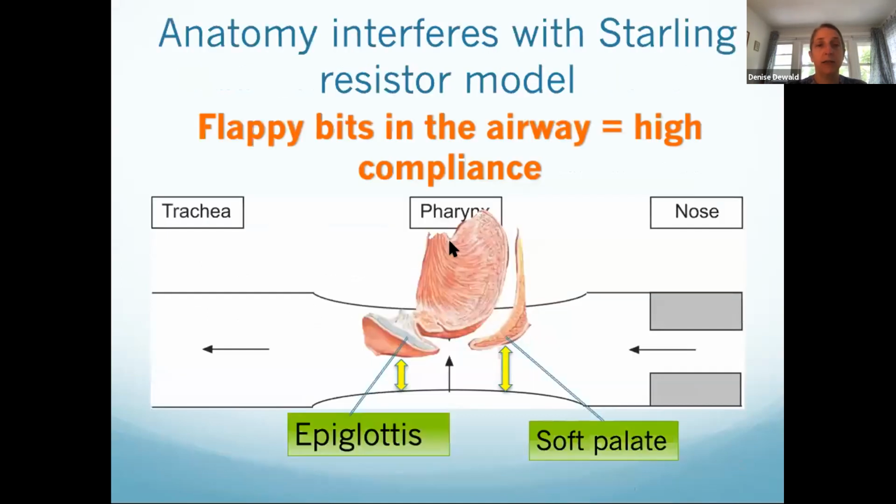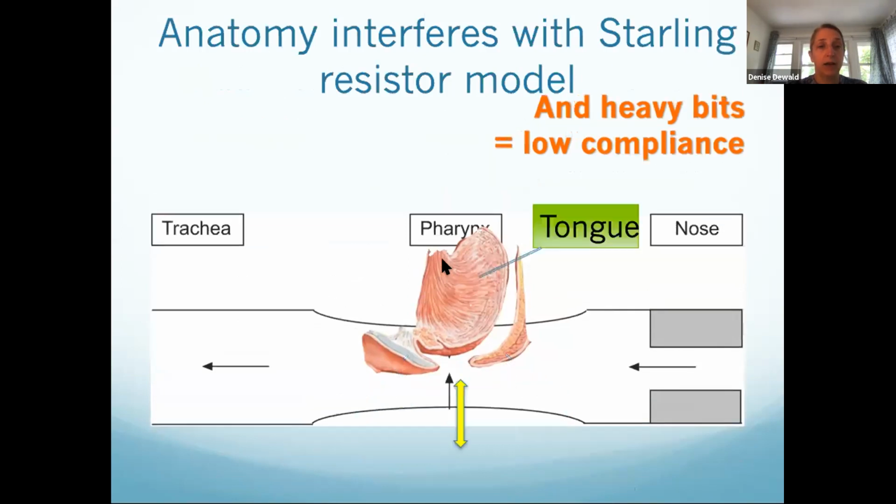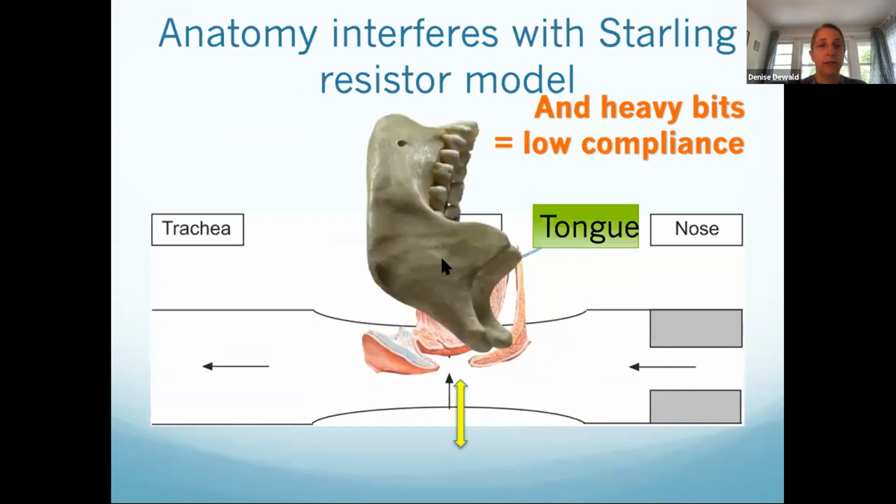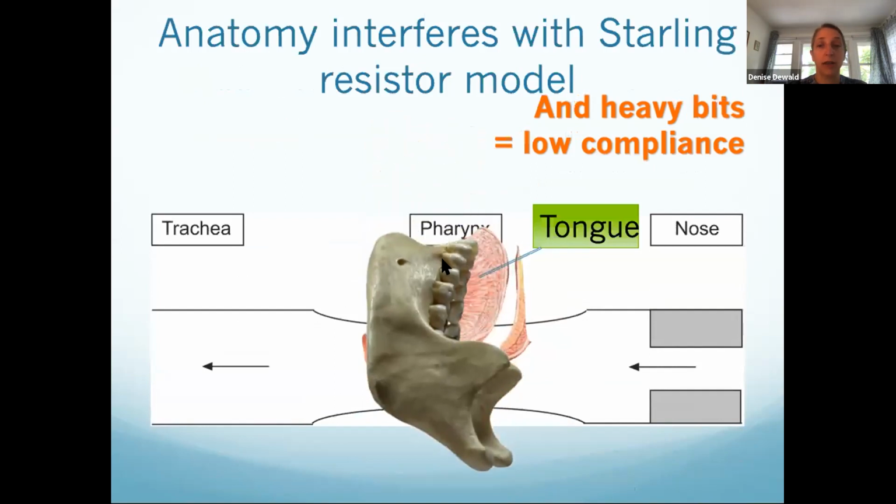The reason is you've got all these flappy bits in the airway. You've got your soft palate, your epiglottis, your tongue. These are the high compliance things. And then you've got the low compliance stuff, with the tongue and the jaw that can fall into the airway as well.